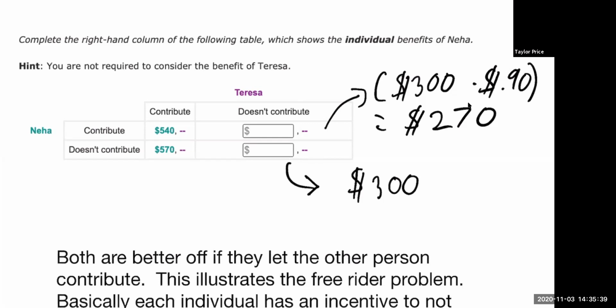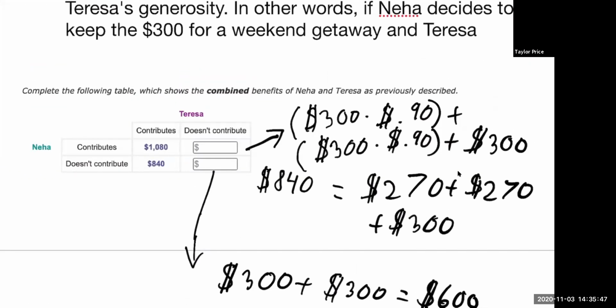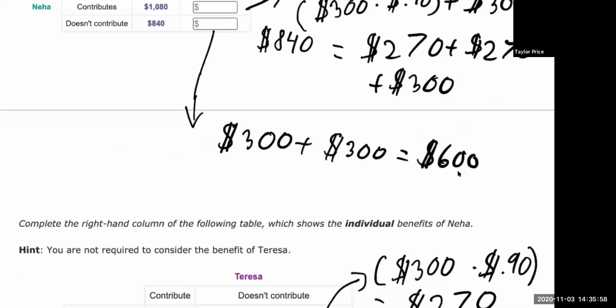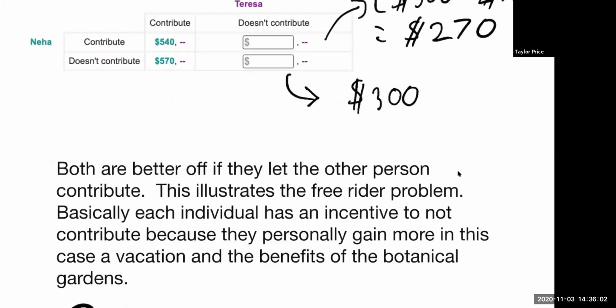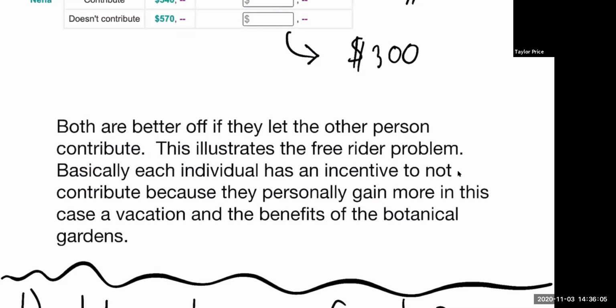And that is an example of a free rider problem, because as we can see up here, both individuals have an incentive not to contribute because they personally get more if they don't contribute and the other person does. Both individuals are better off if they let the other person contribute. What this means is that each individual has an incentive not to contribute because they personally gain more. In this specific case, if they don't contribute and the other person does, they get a vacation and they get the benefits of the botanical gardens. So that's an example of the free rider problem and how you can put some math to the free rider problem.